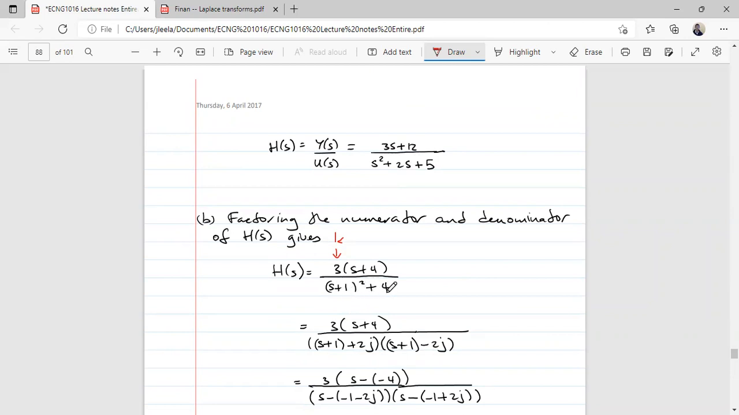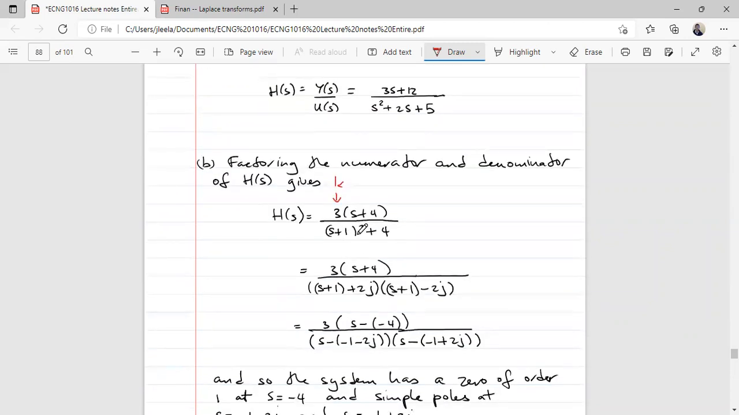s plus 1 squared plus 4. So now this part here, you could break it up into, right? You could break this up because this could be s plus 1 squared plus 2 squared.